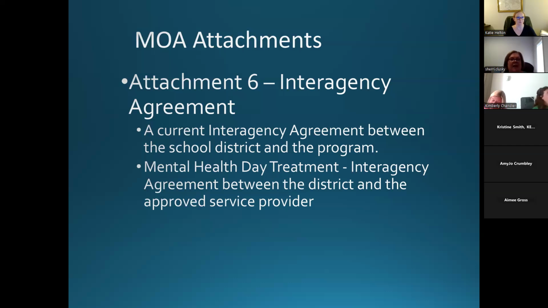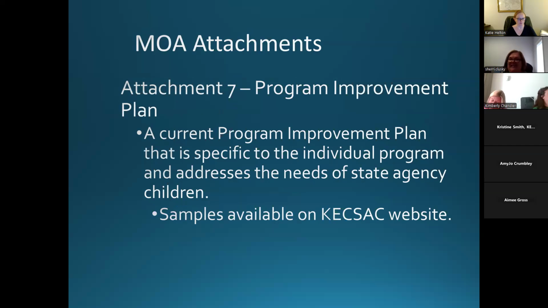Okay, attachment 7. Attachment 7 is a program improvement plan. It's a current program improvement plan that is specific to the individual program and addresses the needs of the state agency children. And we also have samples on our website. And Katie, you can put a link to that for us also.